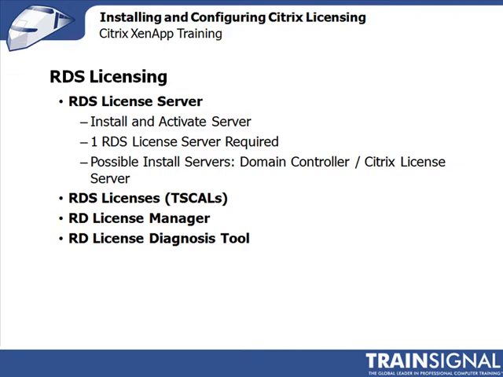We're also going to talk about the RDS licenses, which are the TSCALs. Those you would acquire typically from Microsoft or from your partner. It would be a set of serial numbers that you input into your license server, and that activates X amount of licenses based on what that key combination gives you. We're going to talk about the Remote Desktop License Manager, which allows you to tweak and manage your licenses, add licenses, remove licenses, so on and so forth.